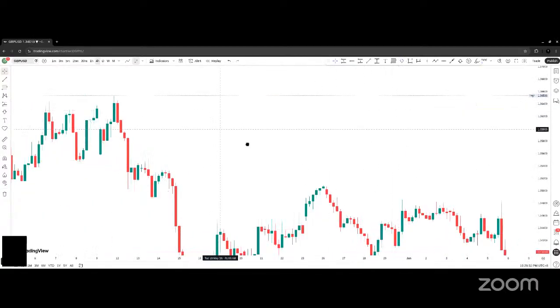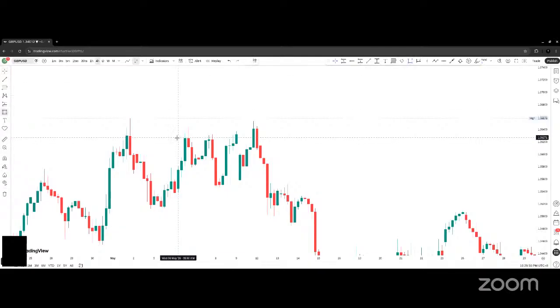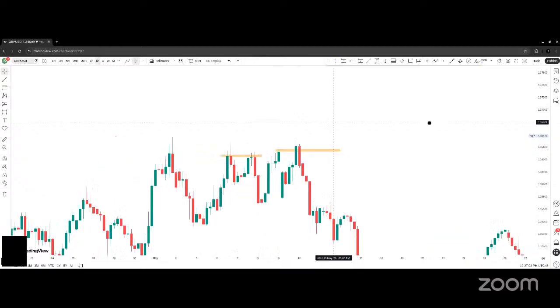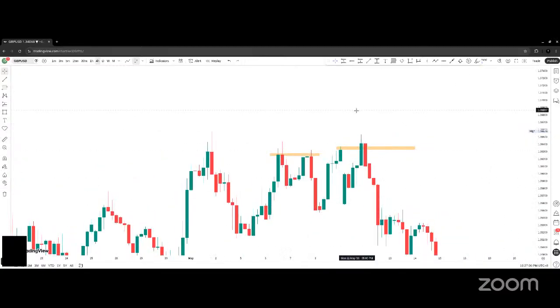So let me show an example of that. This here will be a perfect double top, a perfect Hour 4 double top. And this will be a double top as well, but one is higher than the other, and technically it's still a double top. Understood.